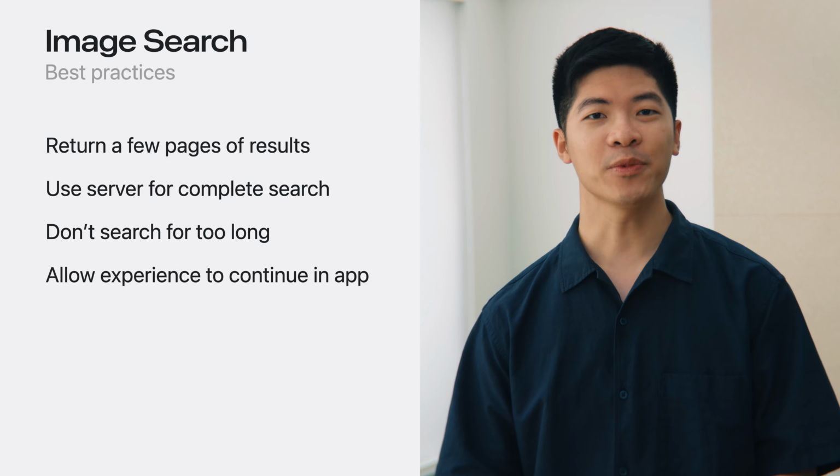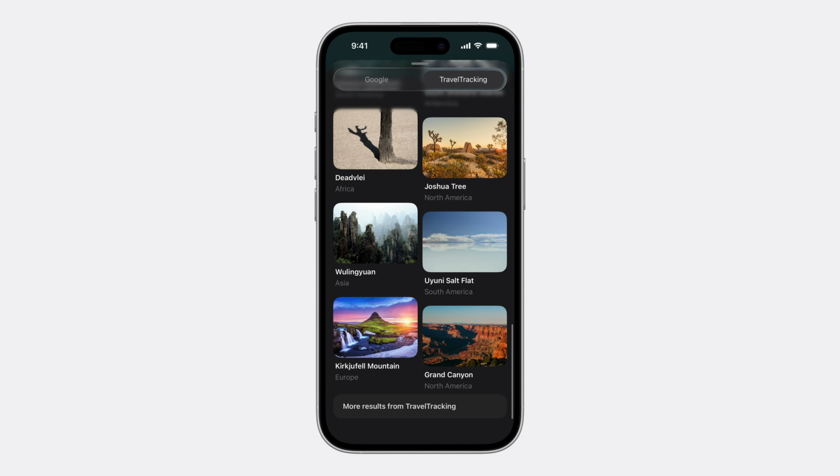Let's add that to travel tracking. When I don't see the result I want in the list, I can tap the More Results button, which opens my app and navigates to the search view. To implement this, use the new app intent macro to specify the semantic content search schema.